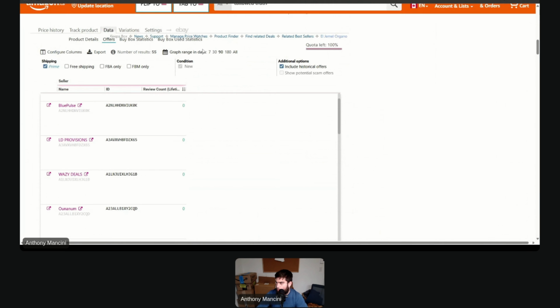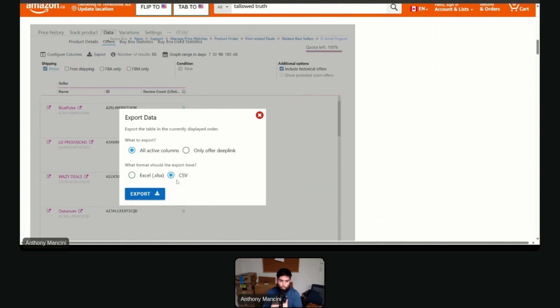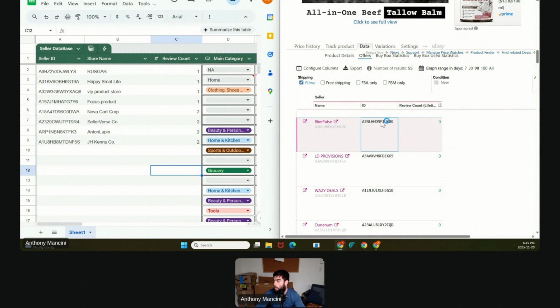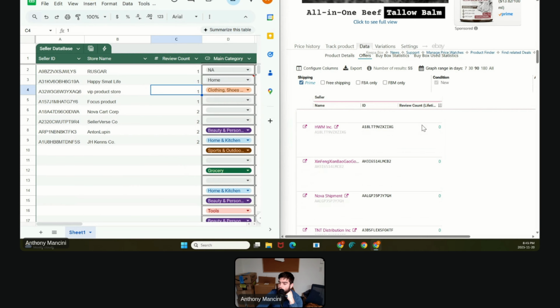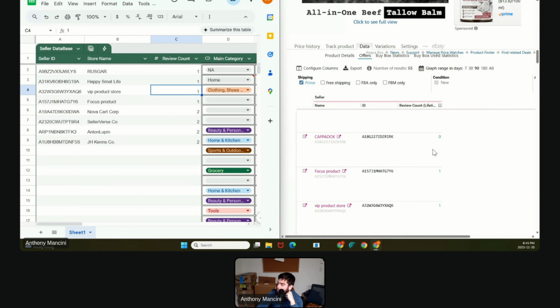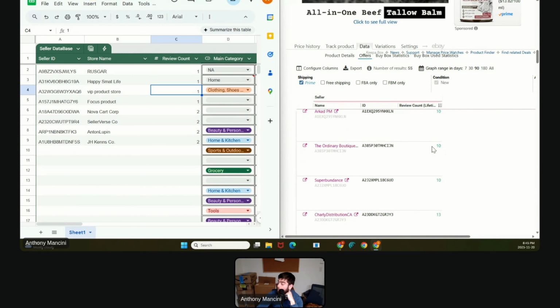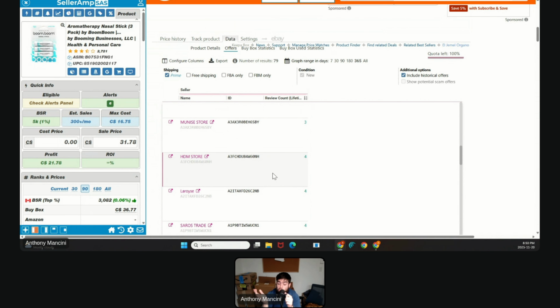So we can do export. I do CSV because I use Google Sheets. If you have Microsoft, you can definitely do Excel. You do CSV and all active columns. You can also just copy the ID and put it here, copy the store name, put it here, copy the review count. I would ideally not take any of the zeros. I would look at everything from 1 to, let's say, under 10. There's asterisks here. A lot of these stores are going to be bad, I'm going to be honest with you.